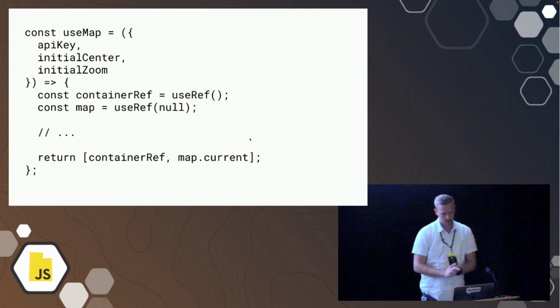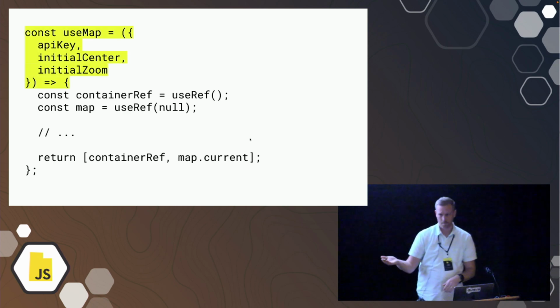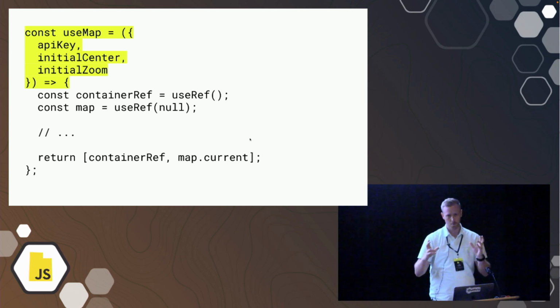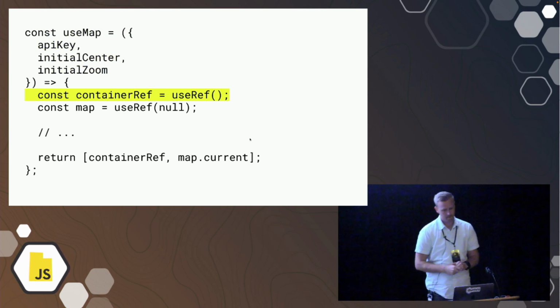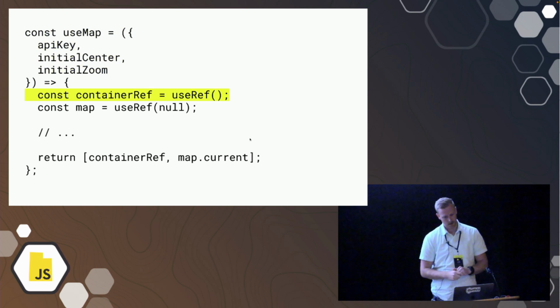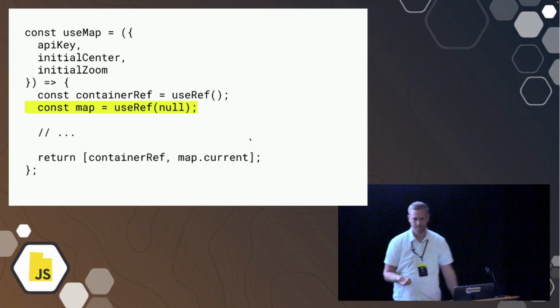So let's look at some of the basics of that hook. We're going to take in that API key, the initial center and zoom that we want for the map, and then we're going to create a few things here. The first thing we're going to do is create that container ref for where you mount this, and then we're going to create the map as a ref. Now, can anyone think about why we might use a ref here rather than use state?